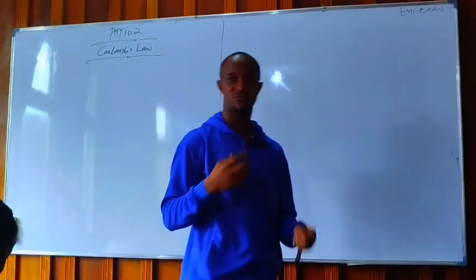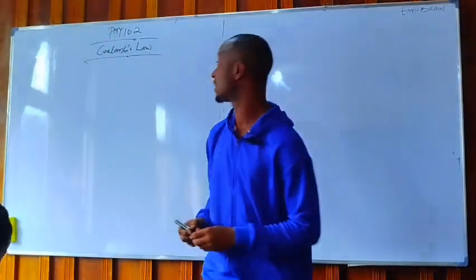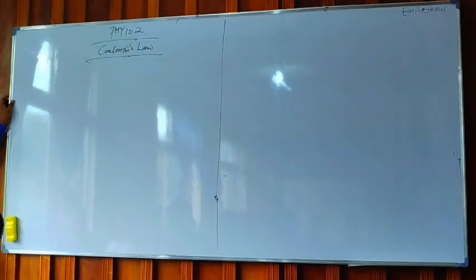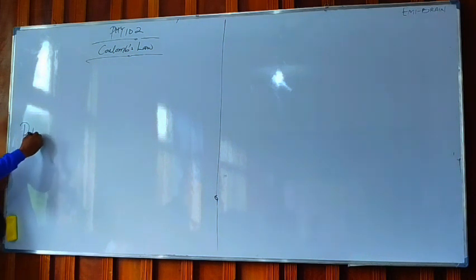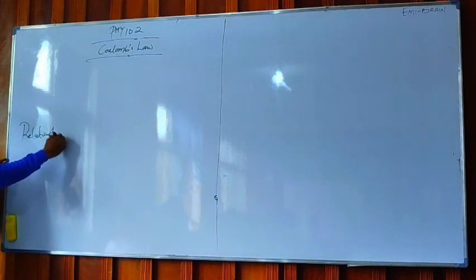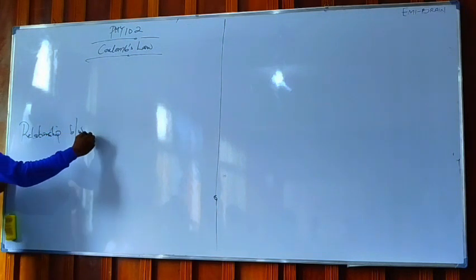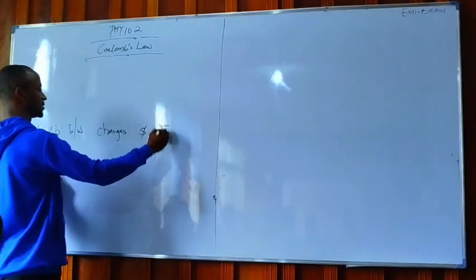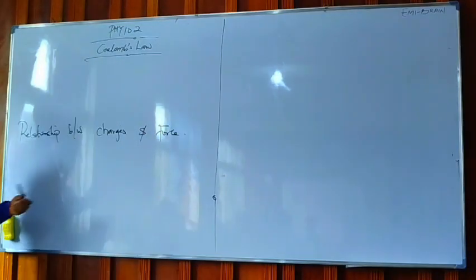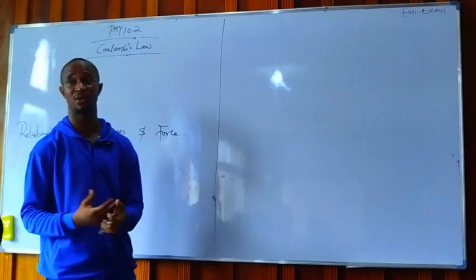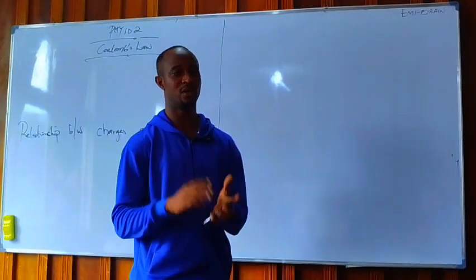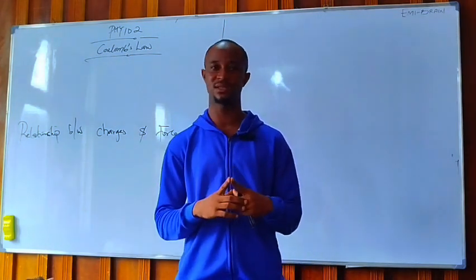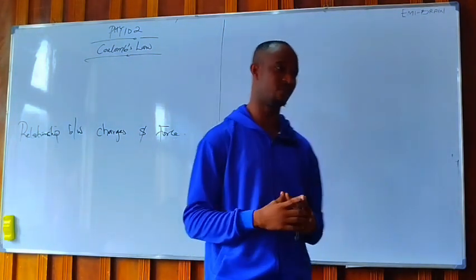Coulomb's law. There's a man called Charles Coulomb. Charles Coulomb established the relationship between charges and force. Now we have what are called like charges and unlike charges. Like charges repel. What about unlike charges? They attract. Are you following me now?